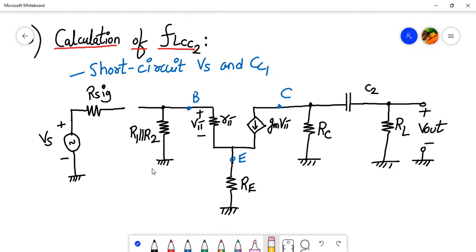This is actually CC1. We'll replace it by a short, right? And this also VS, will replace it by a short. Okay. Now again, same thing will happen over here.